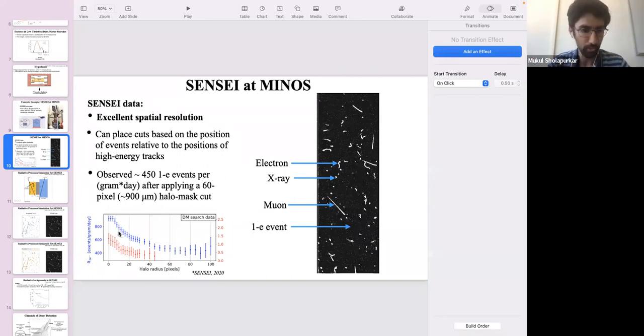this was a useful feature, and you can see in this plot, as you remove a certain number of pixels around these high energy tracks, the remaining one electron event rate, so this is the number of one electron events that remain divided by the exposure that remains, actually drops off drastically. So this plot already indicates that one electron events are correlated somehow with this. So this excess of one electron events is correlated with the high energy tracks.